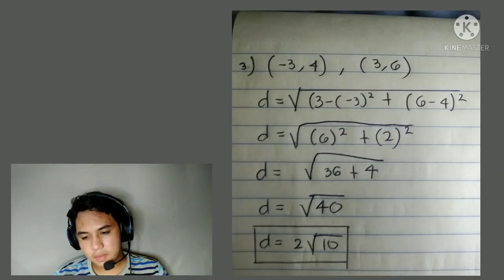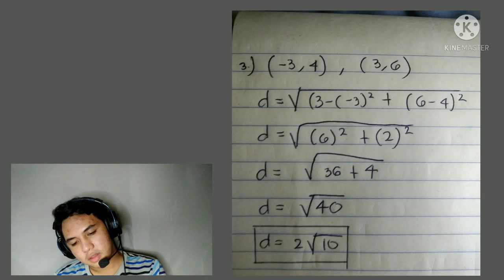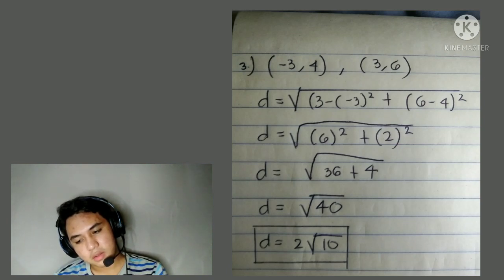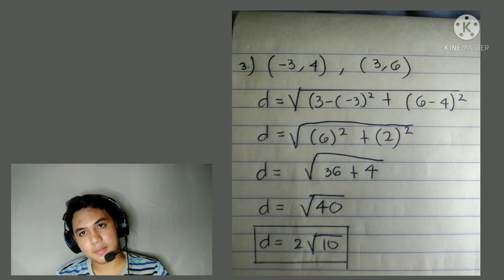For number 3, we have here again our 2 points, which are (-3, 4) and (3, 6). And again, use our distance formula. Now we have here 3 minus negative 3 squared plus the quantity 6 minus 4 squared. And we have here the square root of 6 squared plus 2 squared. If we simplify, we will get the square root of 36 plus 4. And if we add them, we will get the square root of 40. So our distance will be 2 square root of 10.